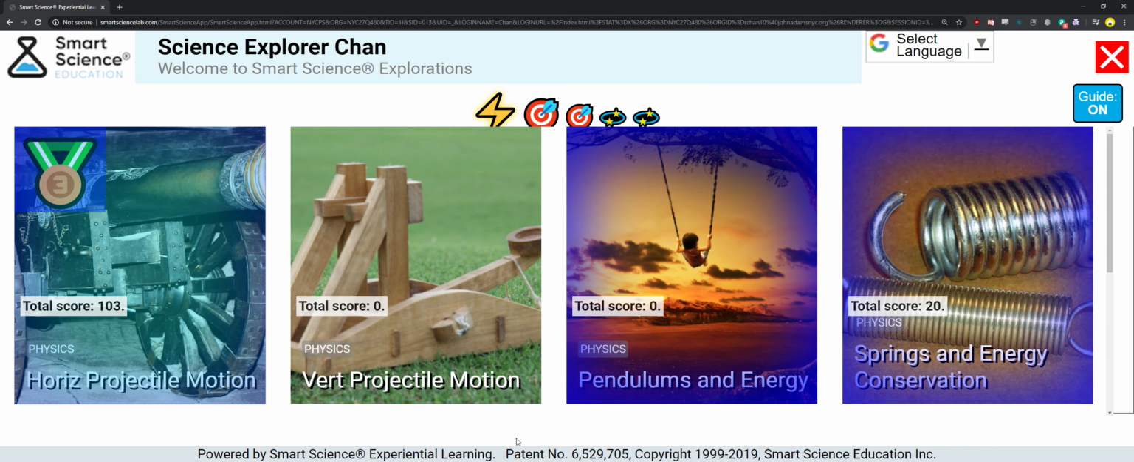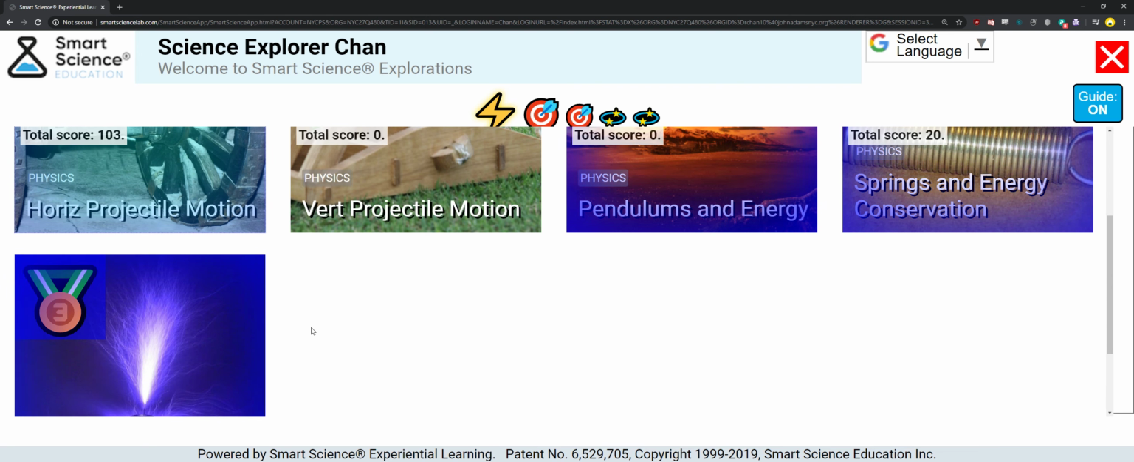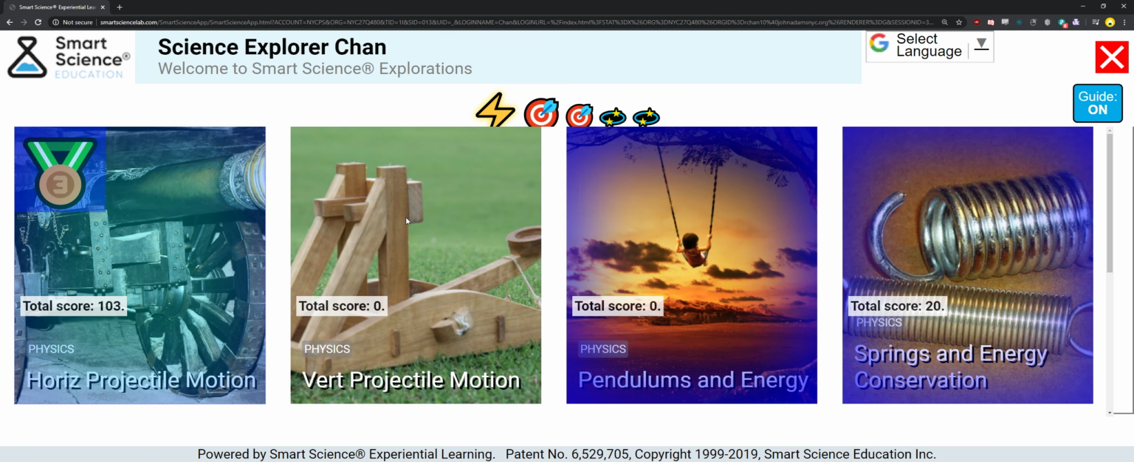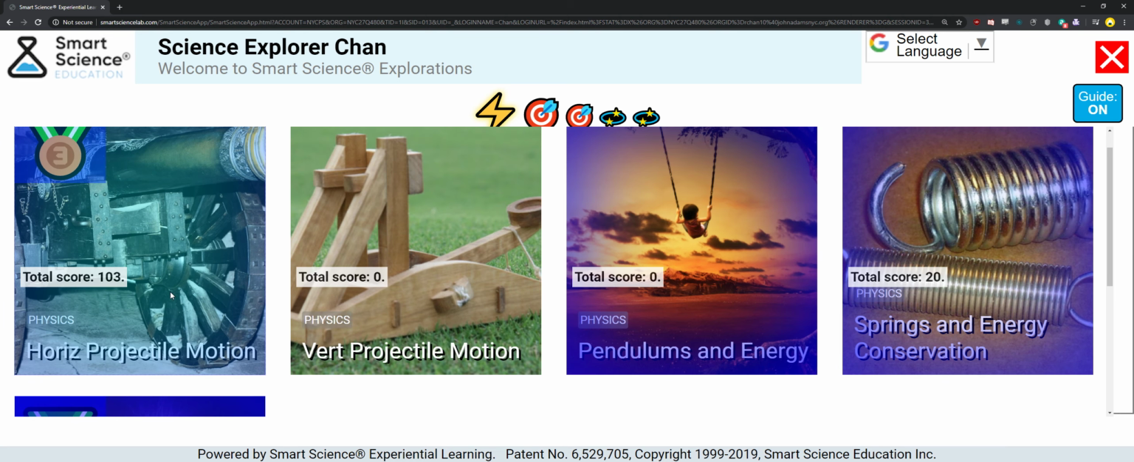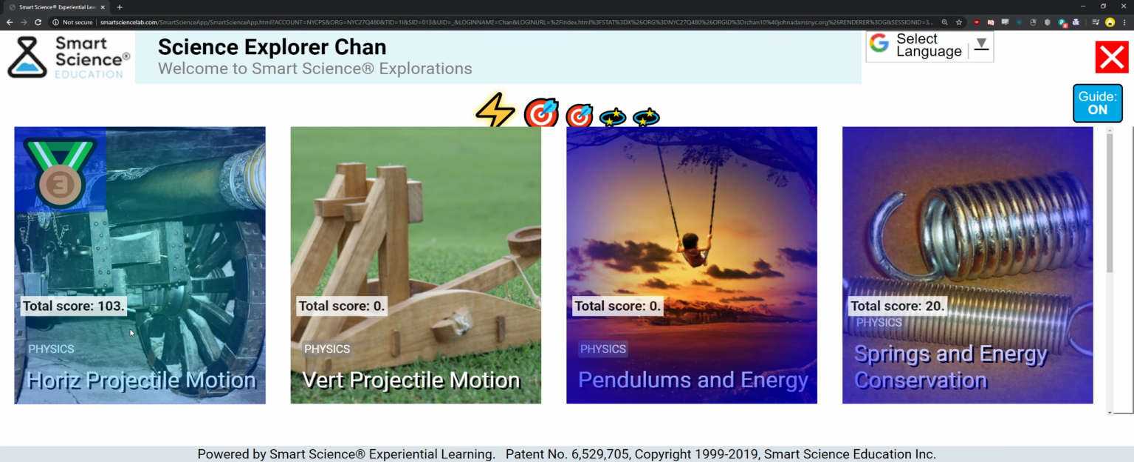You're going to see a few labs. You're going to see horizontal projectile motion, pendulums and energy, springs and energy conservation, and Ohm's law. You're not going to see vertical projectile motion because I removed that. So horizontal projectile motion is going to make up for lab 7. Pendulums and energy is lab 8. Springs and energy conservation is lab 9. And Ohm's law is going to be an extra credit lab. So you can do it if you want to. You don't have to if you don't want to. Okay, so again, this is all just to make up your labs.